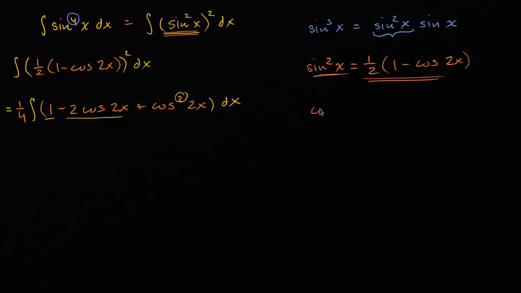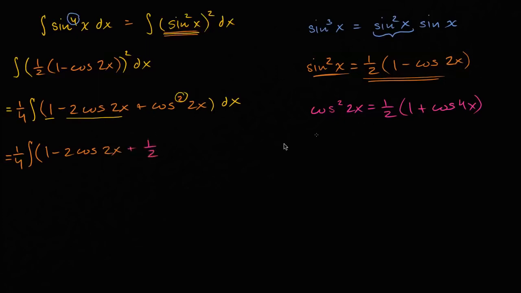Let's apply the double angle identity for cosine. So we know that cosine squared of 2x is going to be equal to 1/2 times 1 plus cosine of double this angle, so cosine of 4x. So once again, just make the substitution. So this is going to be equal to 1/4 times 1 minus 2 cosine 2x plus, I'll just distribute the 1/2, 1/2 plus 1/2 cosine of 4x dx.